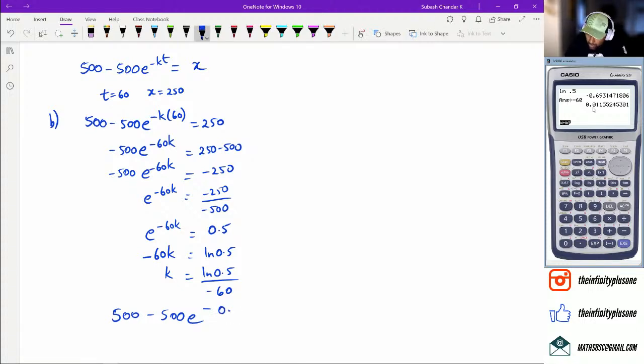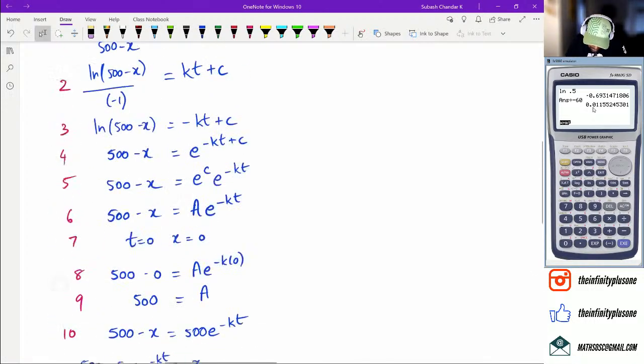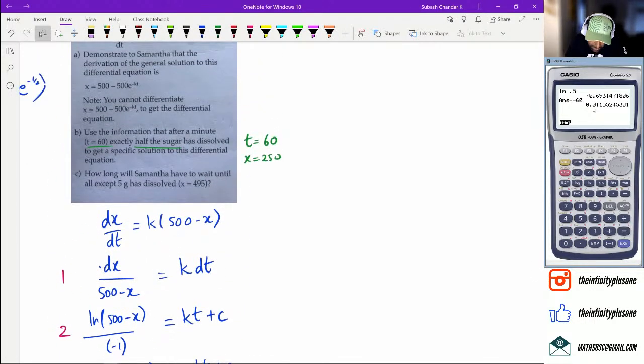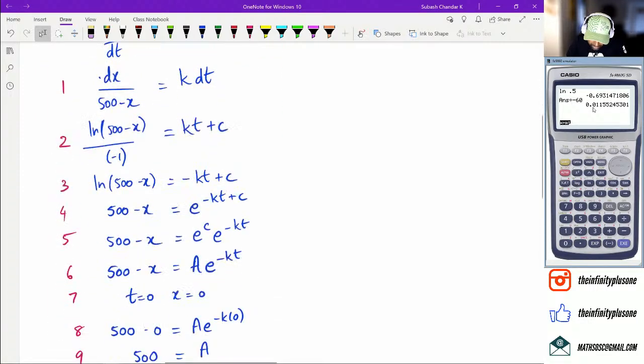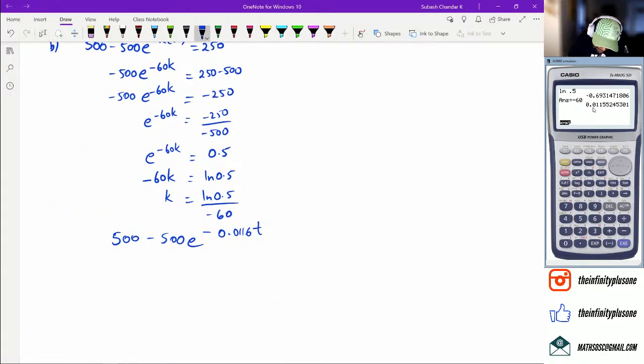We got negative 0.0116 t. So that becomes our specific solution, right? So finally, the question C asks, how long will Samantha have to wait before 495? They actually tell you x equals 495. So we're going to go into C. We're looking for x equals 495.